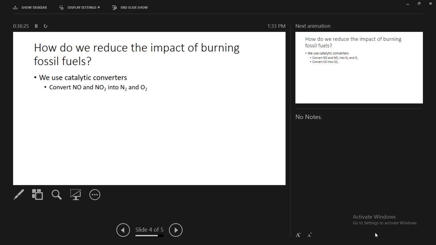Okay, and so which means if we can do that, we can eliminate the production of nitric acid. We can eliminate the production of ozone at our surface. Catalytic converters will also convert carbon monoxide into carbon dioxide. We'll convert carbon monoxide, which is toxic, into carbon dioxide, which is not toxic.